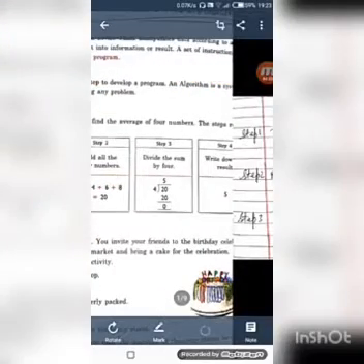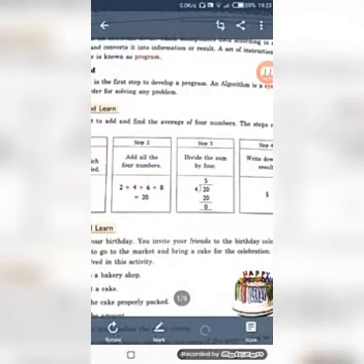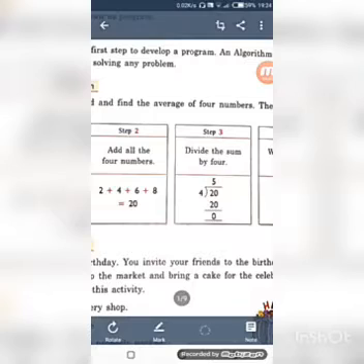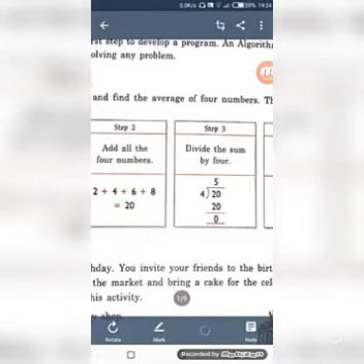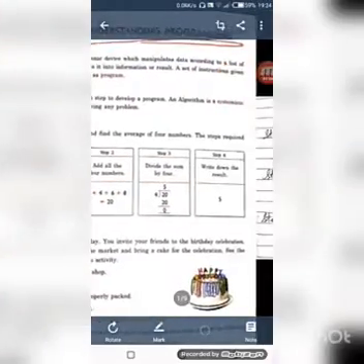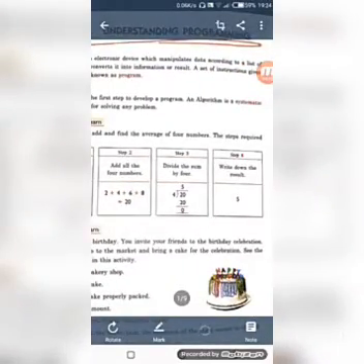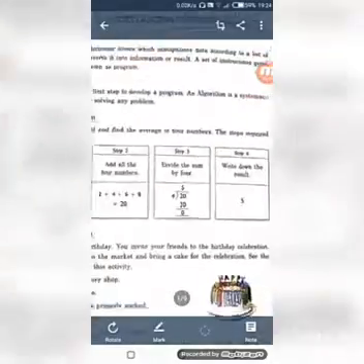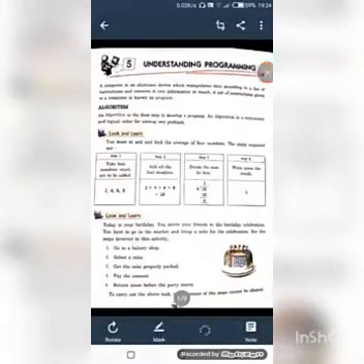In step 3, divide the sum by 4. I told you that for finding the average of four numbers, you divide the sum of all four numbers by 4. So 20 is our sum. We have to divide that 20 by 4, and our answer is 5. Divide the sum by 4. Write down the result. Our result is 5. The result after division is 5. This is our answer.